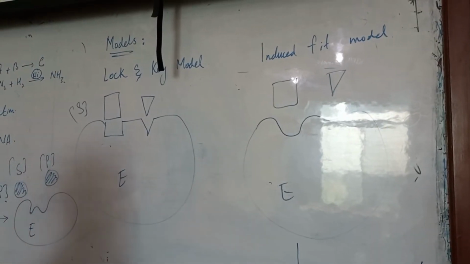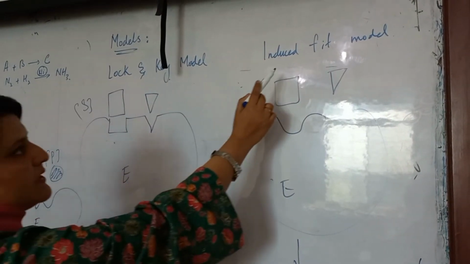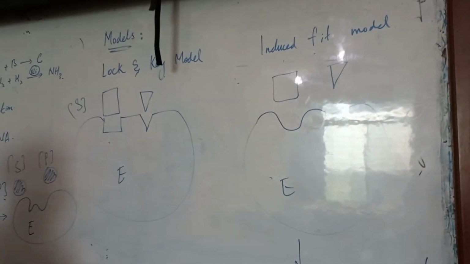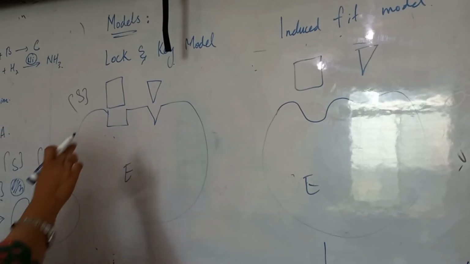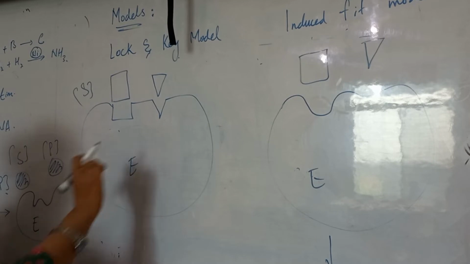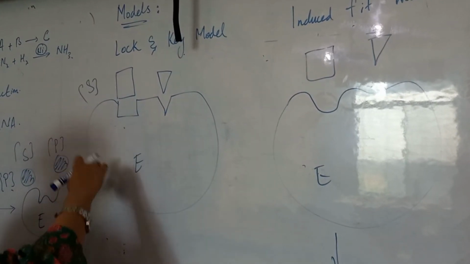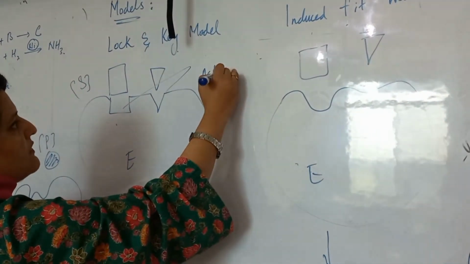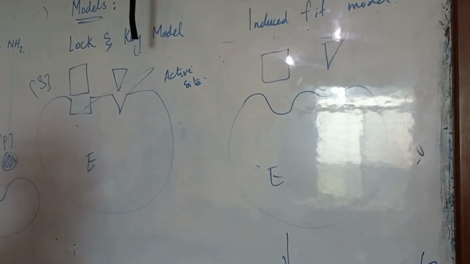The activity of enzyme is illustrated by two models, the lock and key model and the induced fit model. Lock and key model says that just like a specific lock is opened by a specific key, the specific substrate's shape should be complementary to the active site of the enzyme. I just mentioned that the enzyme is globular in structure, it is protein in nature, but the most important site over here is the active site.